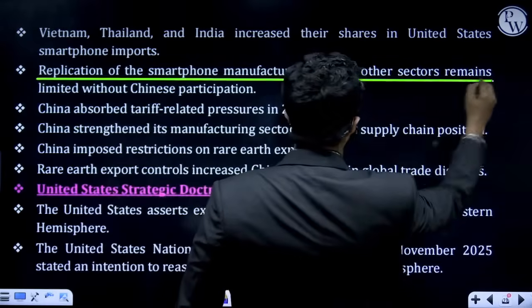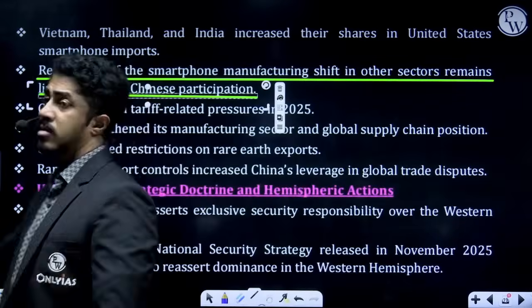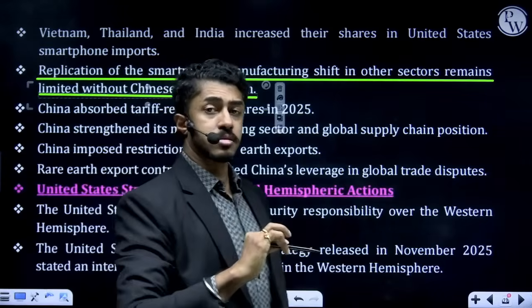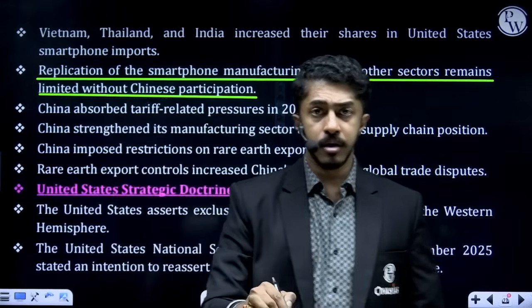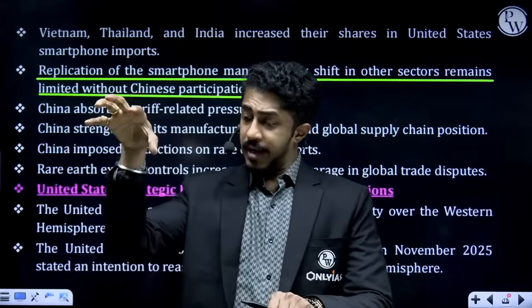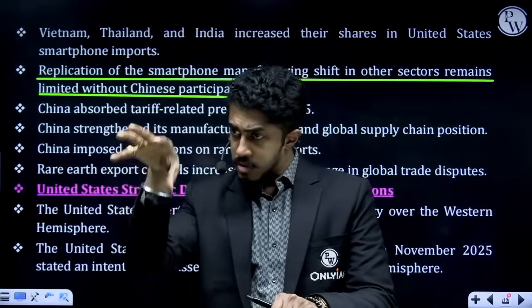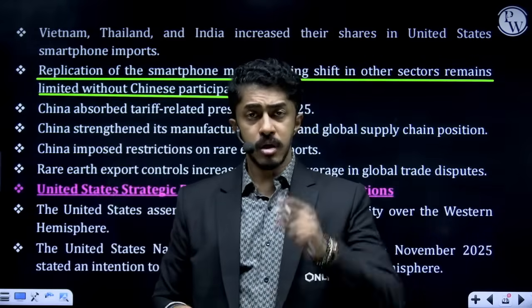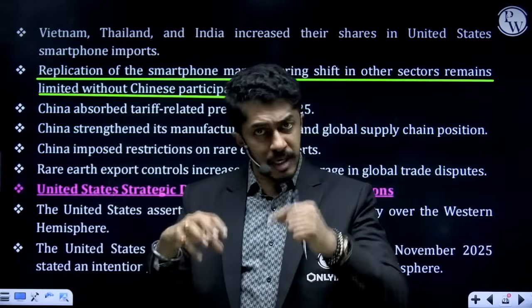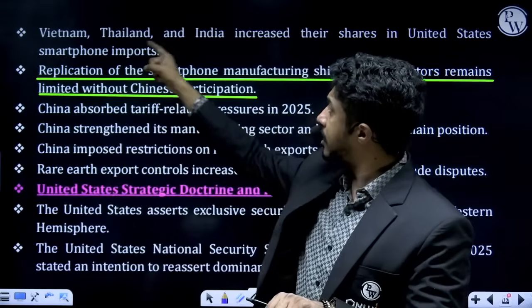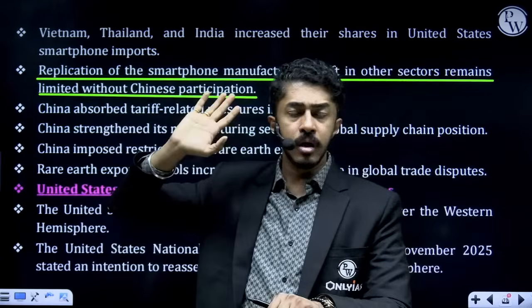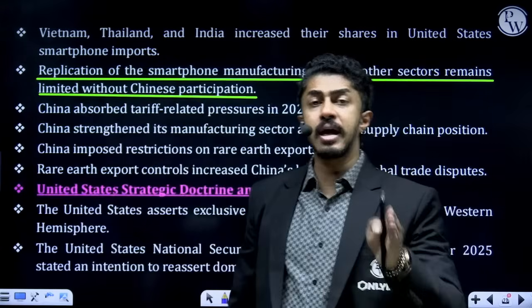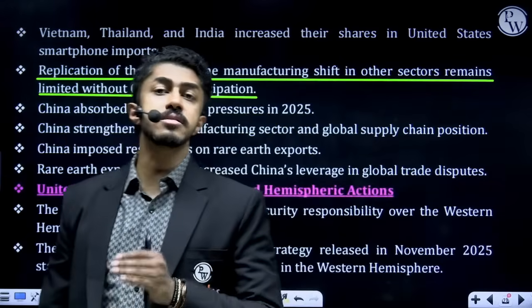What does this mean? So in other sectors, can this be replicated? Means from China, USA and Europe started reducing the import. Instead, where are they increasing? They are importing it more from Vietnam, Thailand, India. But to replicate this in other sectors, you need Chinese support.